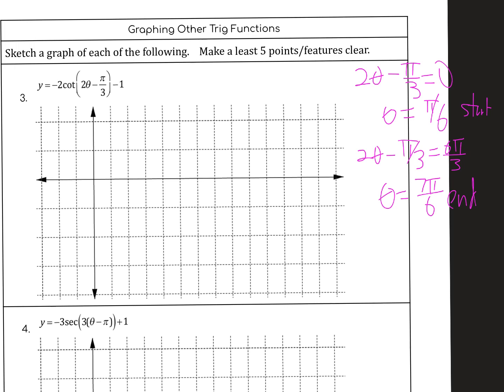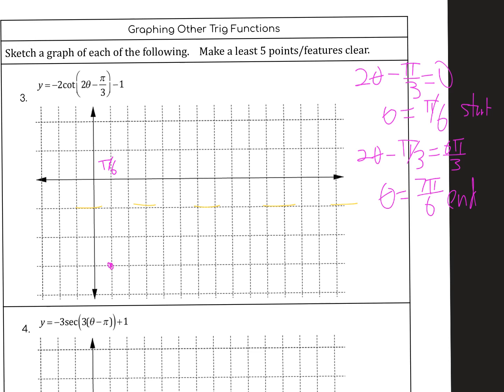And the midline is going to be at negative 1. So let's go ahead and draw that in. Negative 1. And the amplitude is negative 2. So I start at pi over 6. So I'll call that right here, pi over 6. And it's going to be 2 below.